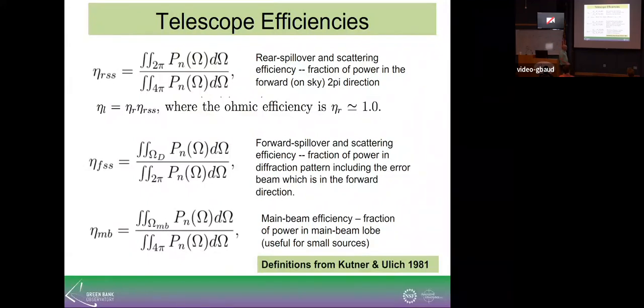And the other term which you'll run into more often. We use these more theoretically, but in papers, people talk about main beam efficiency. I'm assuming people have heard of main beam efficiency. That maybe is easier to conceptualize. It's the fractional power in your main beam, integrated over your main beam, over all 4 pi steradians.